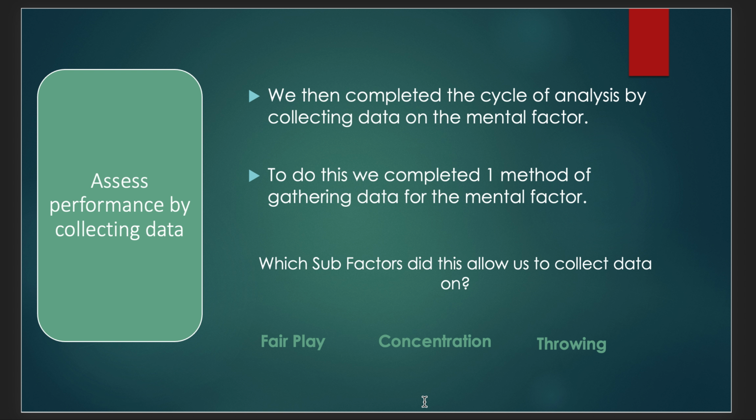And moving on again, still on the softball block, you should remember that we completed a method of gathering data for the mental factor as well. So we've done the physical factor and the mental factor. Again, we were right at the start of the cycle of analysis because we're still at this stage just gathering data. So to do this, we completed one method of gathering data for the mental factor. And again, here's another wee question for you. Which sub-factors did this allow us to collect data on? Was it our fair play? Was it our concentration? Or was it our throwing?